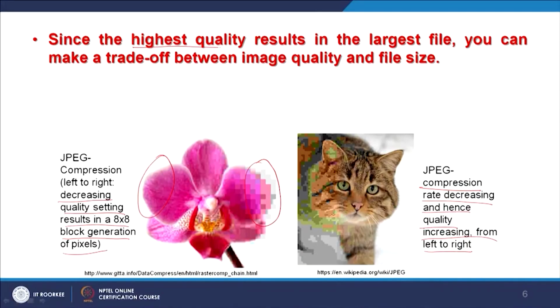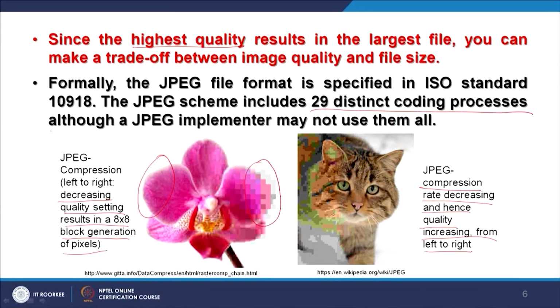So, you can still keep the highest quality but choose a different data compression. When you have to transport the file through the net, and the size is important but quality is not, then one can definitely choose JPEG also. JPEG is an ISO standard format, and 29 distinct coding processes exist with JPEG.